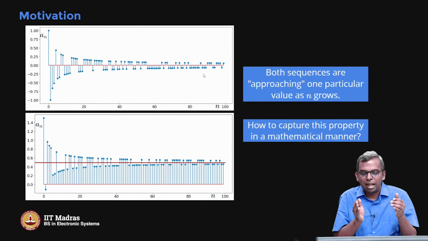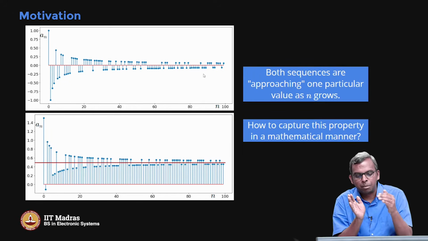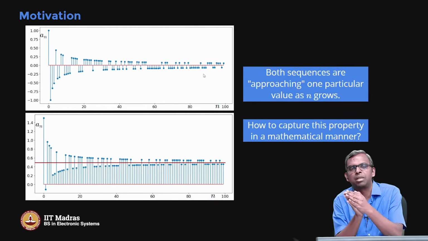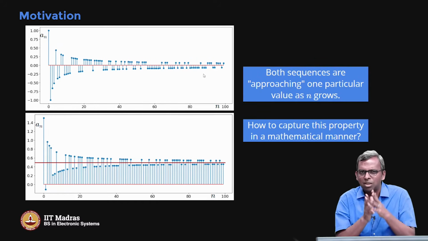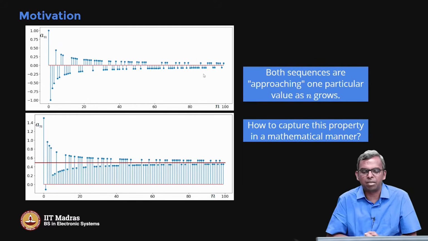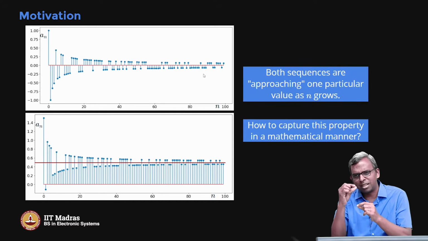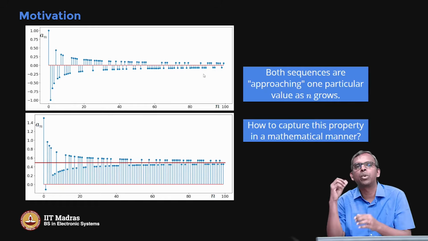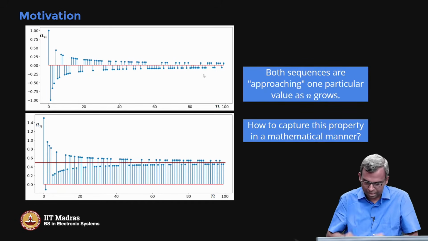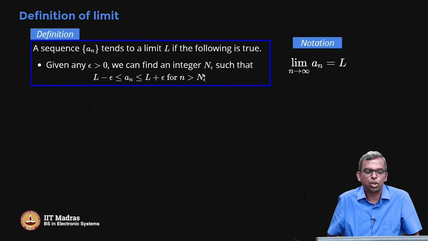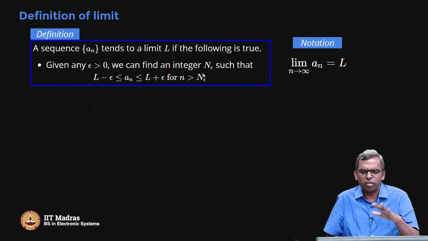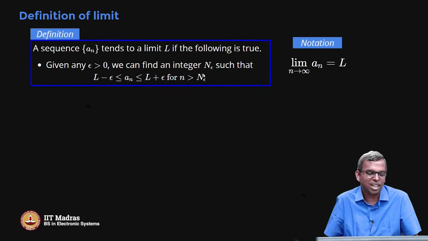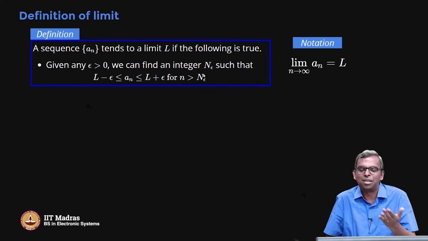This manner of, as n becomes larger and larger, my sequence is tending to something. It's getting closer, approaching some particular value. It could be above or below, but its deviation from that value is decreasing and decreasing and decreasing. How do I capture that? Okay, so that is captured by the notion of a limit. The definition of limit is given here. I've given you the technical definition. This is also called the epsilon definition. Okay, we'll see what it means.